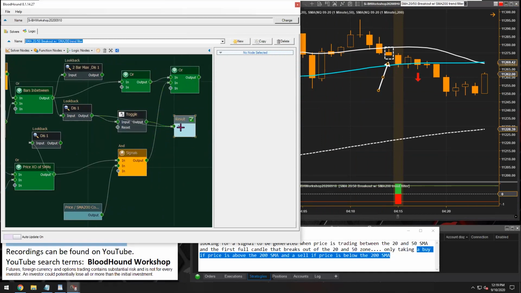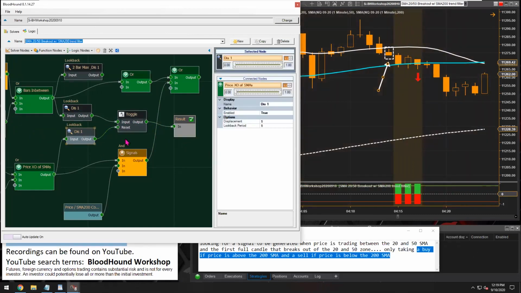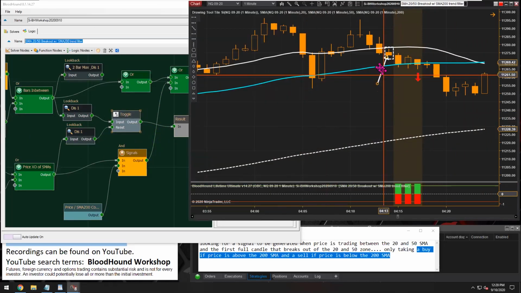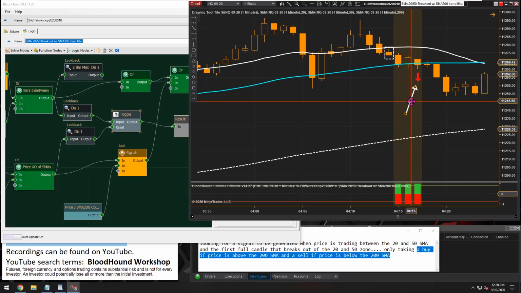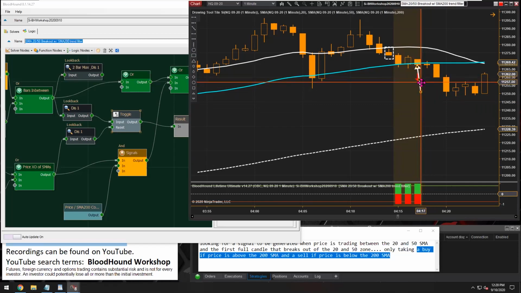So let's verify that. Let's get everything connected up here. And there we go. Great. So we have the one inside bar, and the toggle node gets turned on. And so we have a bunch of bars that are touching the SMA 50, but haven't crossed over yet. And then we get a bar that finally crosses over right there. And then the toggle node turns off, right? So once we get a bar crossing over, the toggle node gets turned off.